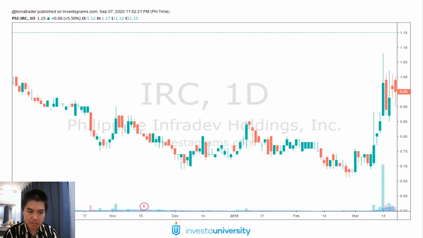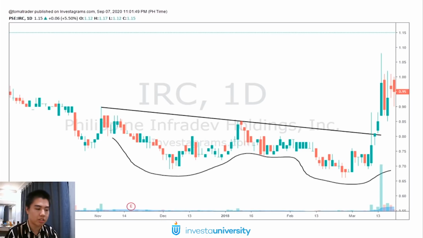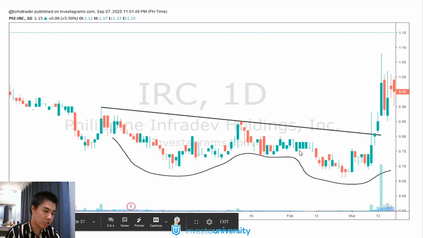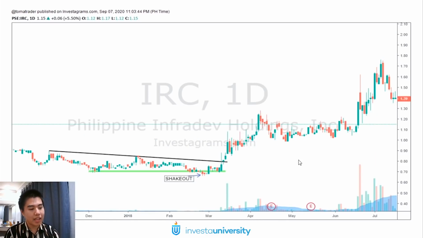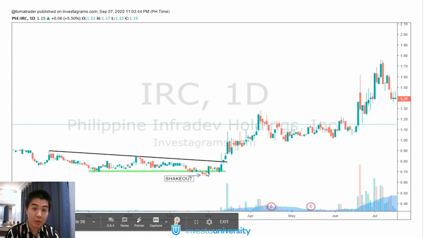I think this is a better example. So, here's IRC. A new trader might not see the pattern right away. But actually, there's a double bottom here. Please excuse the drawing. This is the neckline, this is the double bottom. It shook out, and we like to see that so the weak hands get shaken out, right? So we have a double bottom here. It shook out, then immediately recovered.